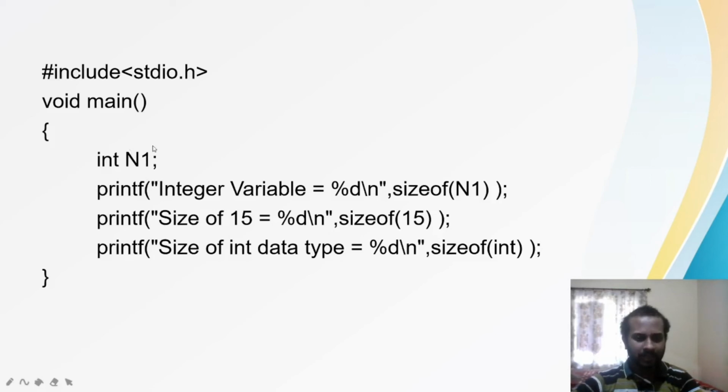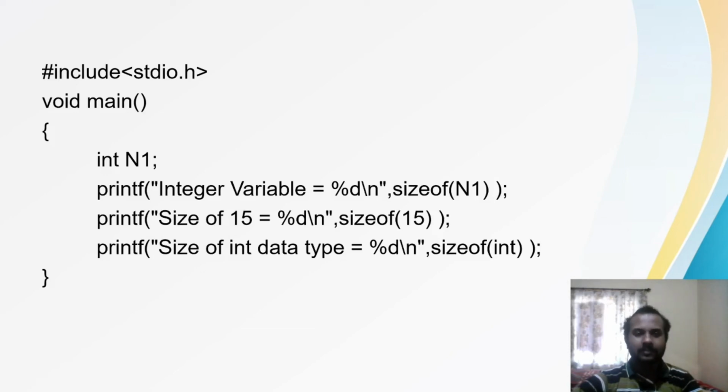Integer n1, where n1 is of integer type. So it will try to find the number of bytes taken by the n1 variable, and it is going to print that. Here it is again going to calculate the number of bytes taken by the 15, and print it. And here also, in the same manner, the size of the integer data type will get printed, whether it may be 2 bytes or 4 bytes, but it depends on the system.